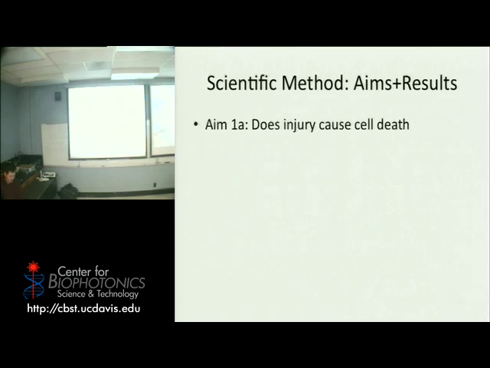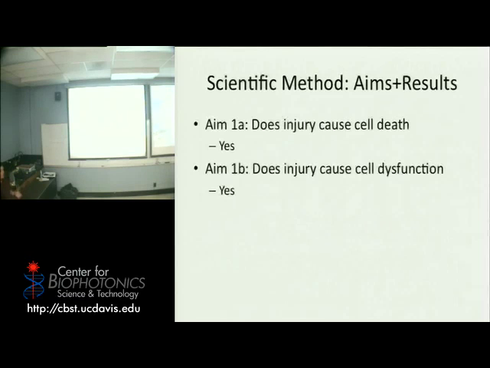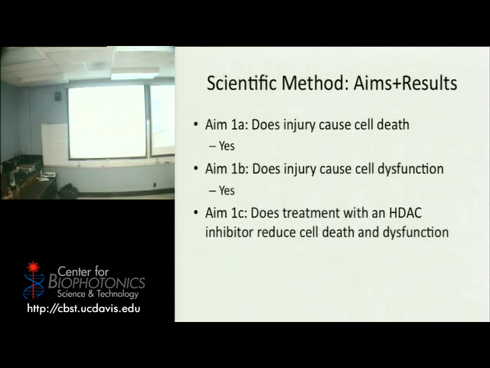So my first aim said, does injury cause cell death? And yeah, of course it does. Can injury cause cell dysfunction, and can I actually measure it? Well, my second experiment showed that I do have a way of assessing whether an injury causes dysfunction. Does treatment with a drug reduce cell death and dysfunction? And so far, it does reduce death, and right now I'm collecting the data to see if it reduces dysfunction.